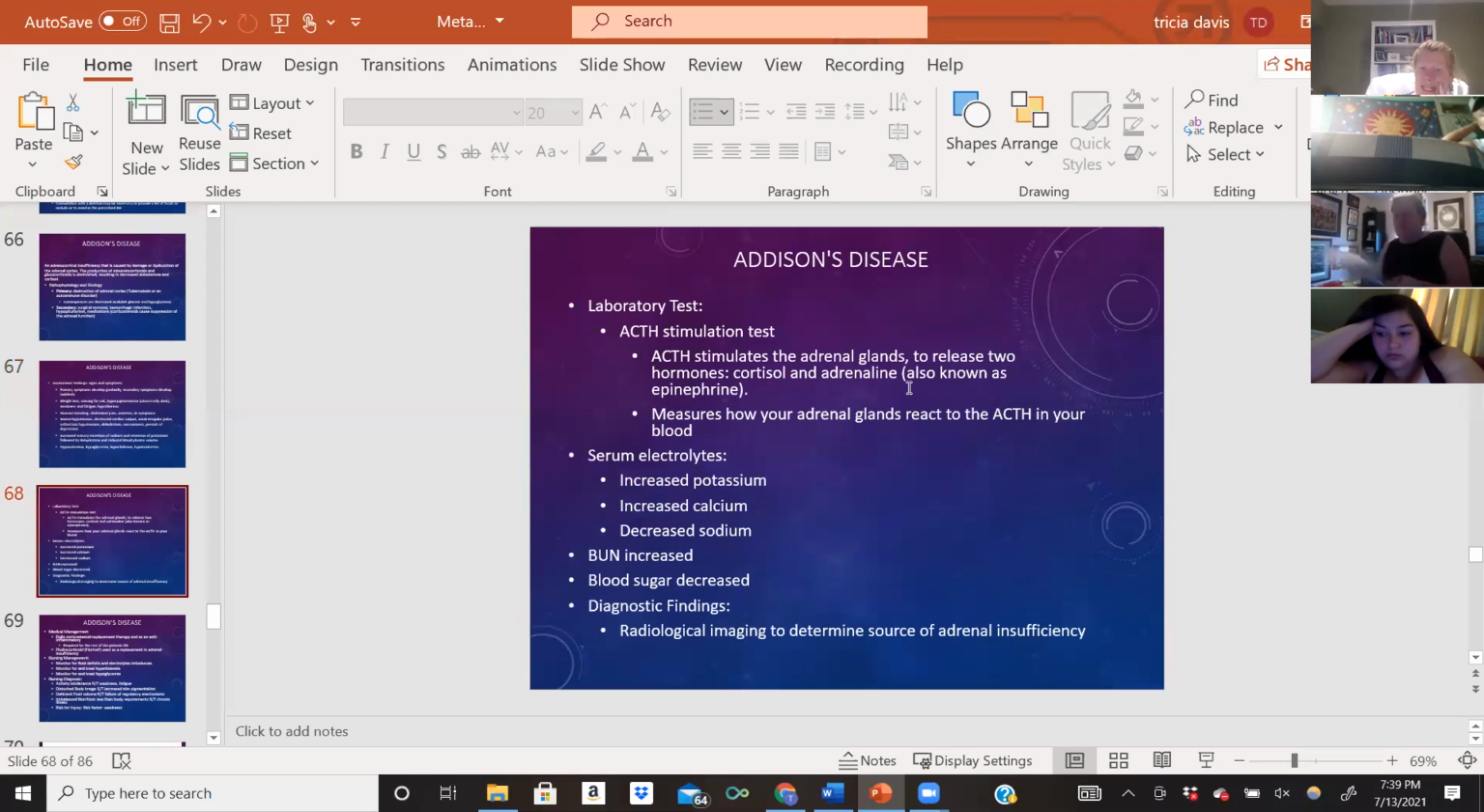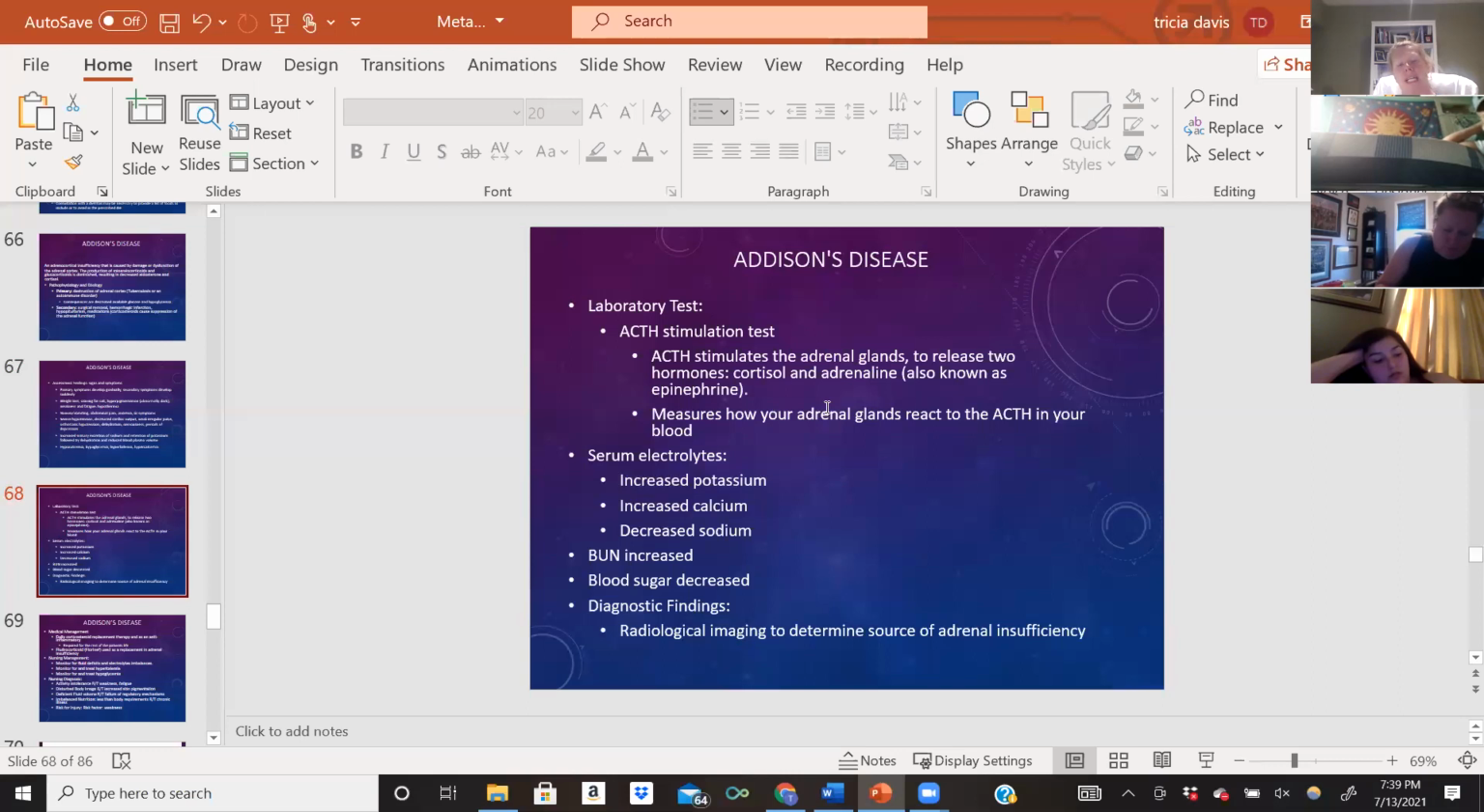All right, so what kind of tests would we do? We could do an ACTH stimulation test. This is different than the ACTH test. This is where they give ACTH that stimulates the patient's adrenal glands to release two hormones, cortisol and adrenaline. Adrenaline is also known as epinephrine. Those two are used interchangeably. And then it measures how your adrenal glands react to that ACTH in your blood.